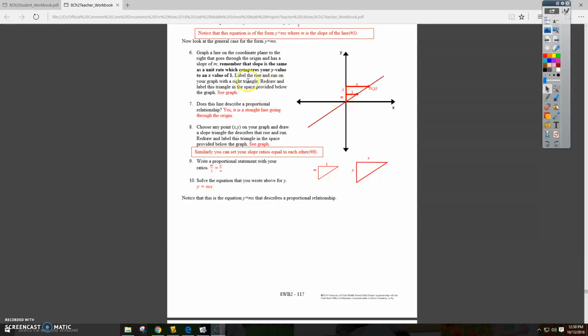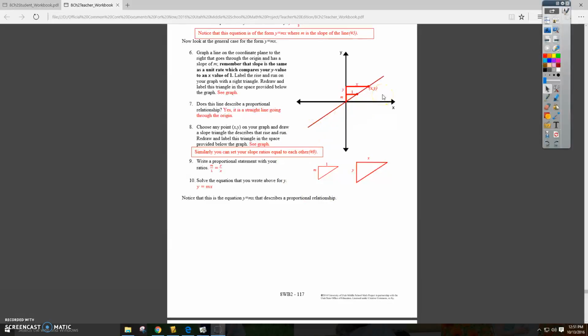So we do that, and then we do the same thing with the y and the x. So we create our two slope triangles here. One is m and 1. The other is y and x. So they drew these down here. Number 7 says, is this a proportional relationship? Yes, again, it's straight and it goes through the origin.